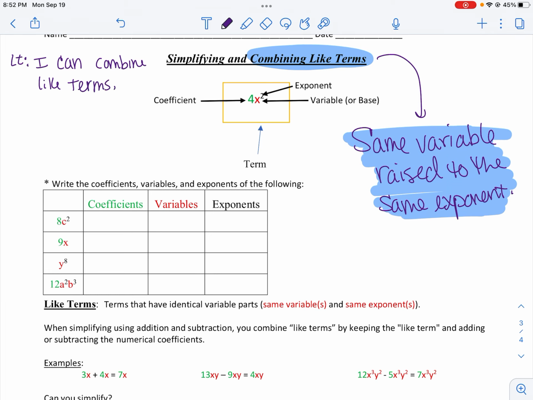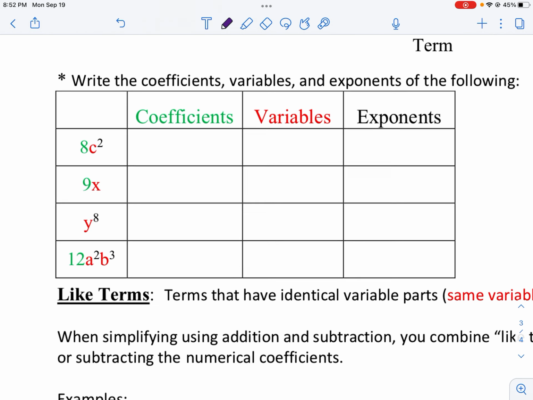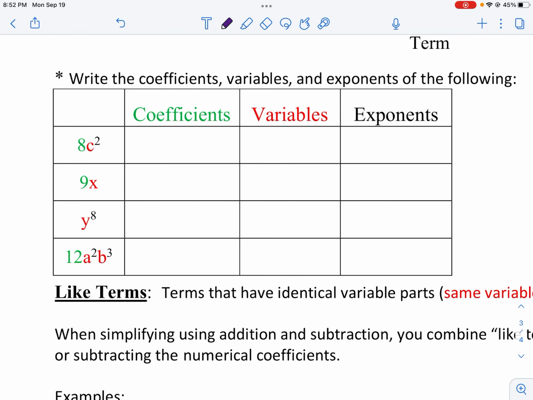All right, so what we're going to focus on for a second is identifying those coefficients, variables, and the exponent now. And then we're going to look at how we combine like terms pretty briefly. So let's take a look at this chart down here. I'm going to zoom in. I've given you 4 different terms down on the left-hand side. Terms can consist of more than one variable. They're the product of those variables, so we can multiply as many things together as we want.